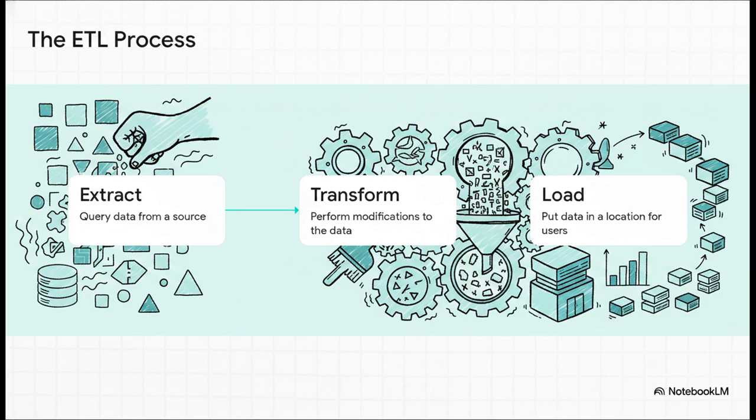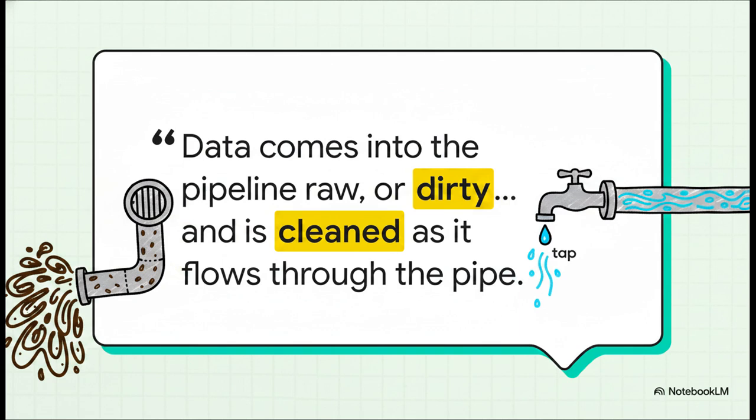Think of it exactly like a municipal water system. As the saying goes, the data comes into the pipeline raw or dirty and is cleaned as it flows through the pipe. Just like taking muddy river water and running it through a treatment plant to deliver clean drinking water right to your tap, a data pipeline purifies the messy input from global databases and delivers perfectly structured data straight to the end user.